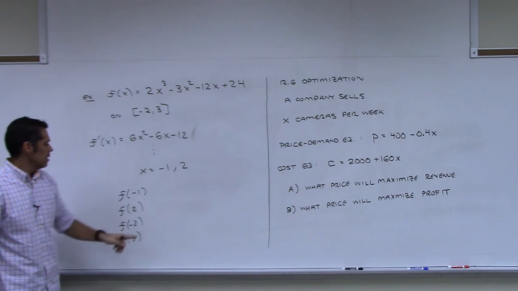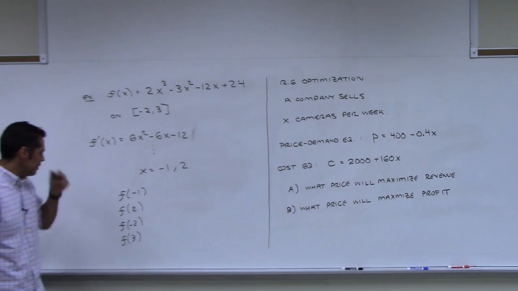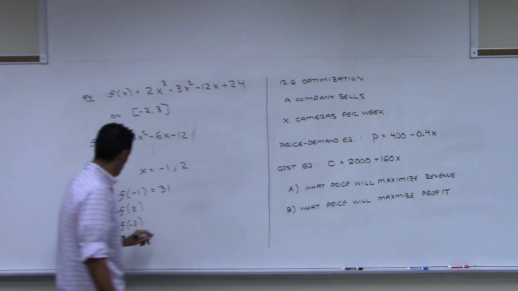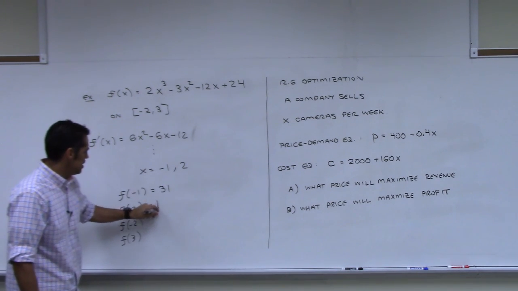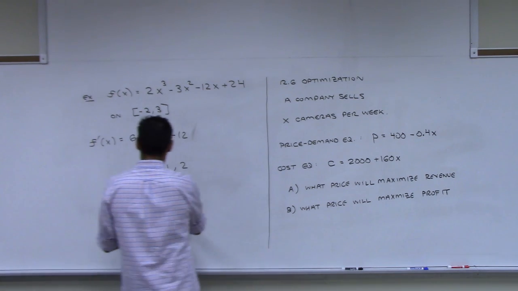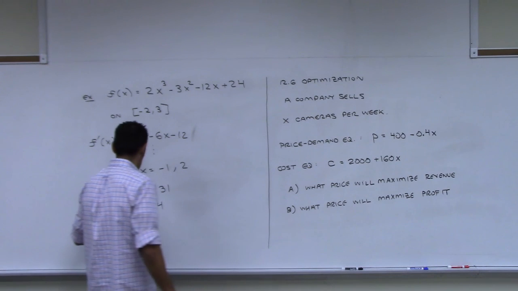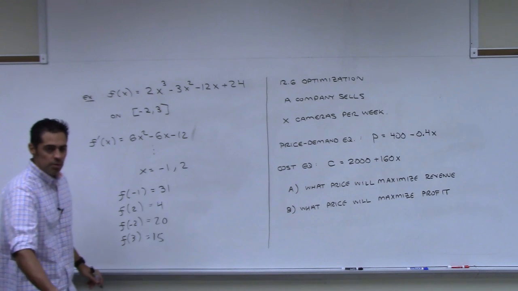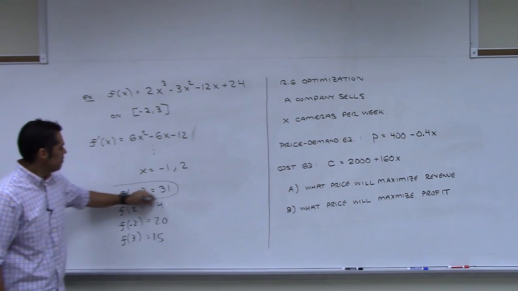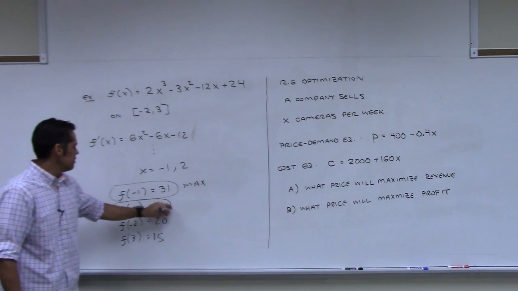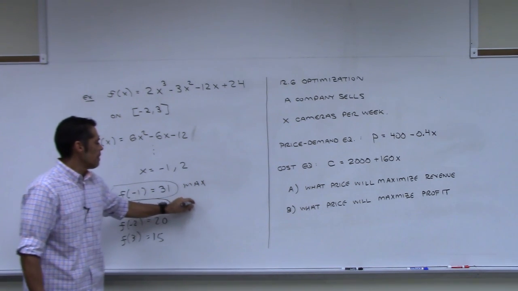And plug those in, and I believe at -1, what'd you get, 31? Was that right? At -1, you got 31, and at 2, you got 15. Oh, no, 4. At 2, you got 4. What about at -2? 20, and then 15 at 3. So that's what you should have gotten. This one right here will be your max. And your minimum is this one. Okay?